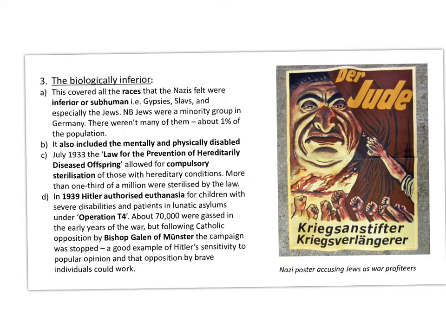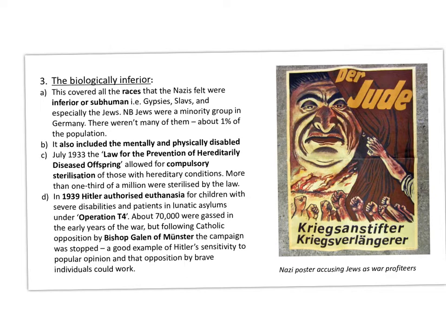Then you've got the biologically inferior, and this is where we become very specific about the Jews, about Jewish Germans. Now we'll come on to this in a later slide, but let me just emphasise, about 1% of Germans were Jews. We're talking about, in 1933, about 500,000, and that's a lot of Jews in Germany, but 500,000 out of a population of pushing 50 million is only 1 out of every 100 Germans. So a relatively small proportion of the population were Jewish.